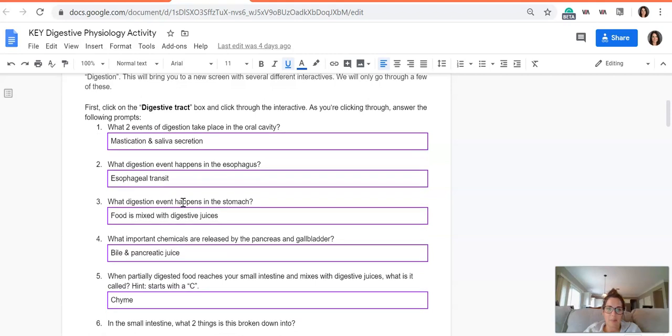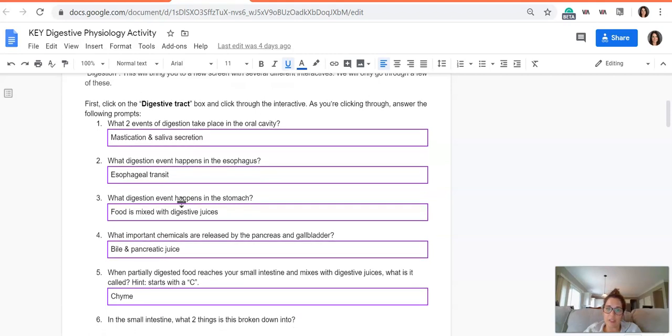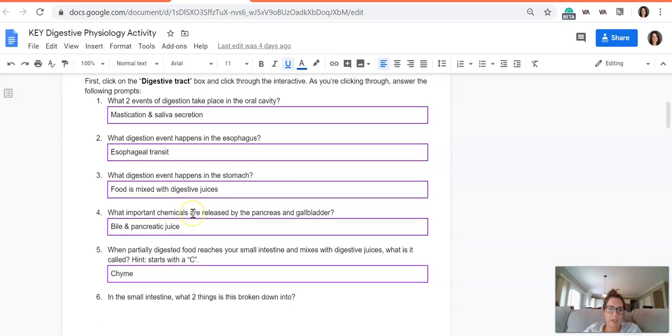What digestion event happens in the esophagus? It's the esophageal transit. It's a process we didn't get much chance to talk about. It's called peristalsis. It's basically when the smooth muscle contracts and relaxes and pushes food in a certain direction.